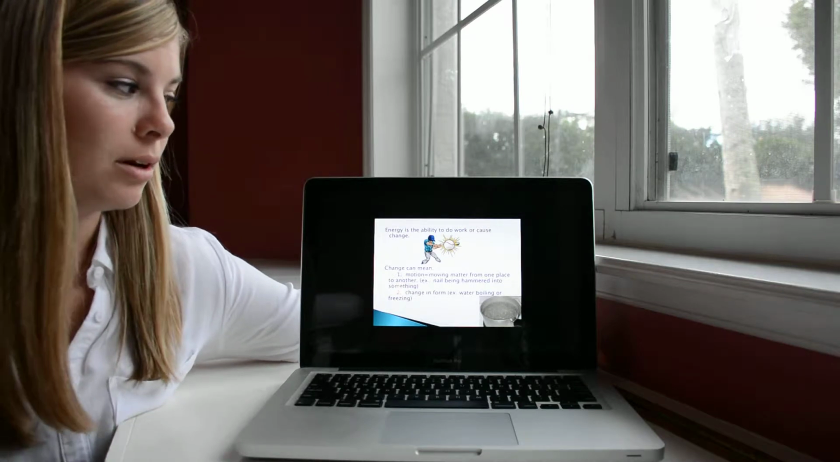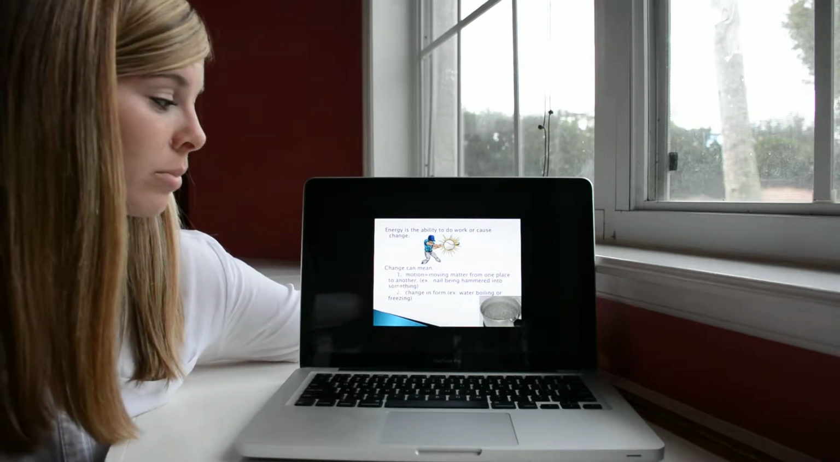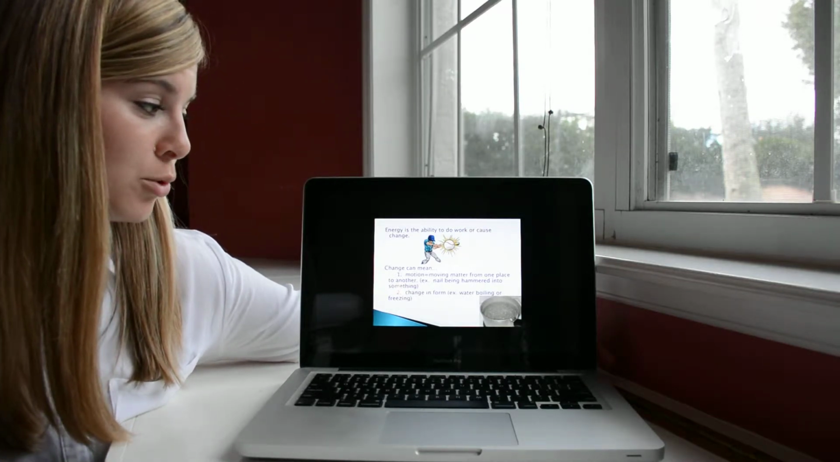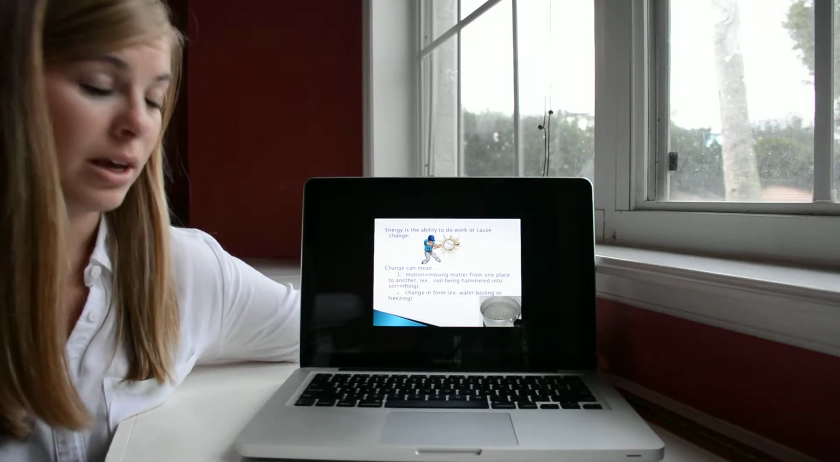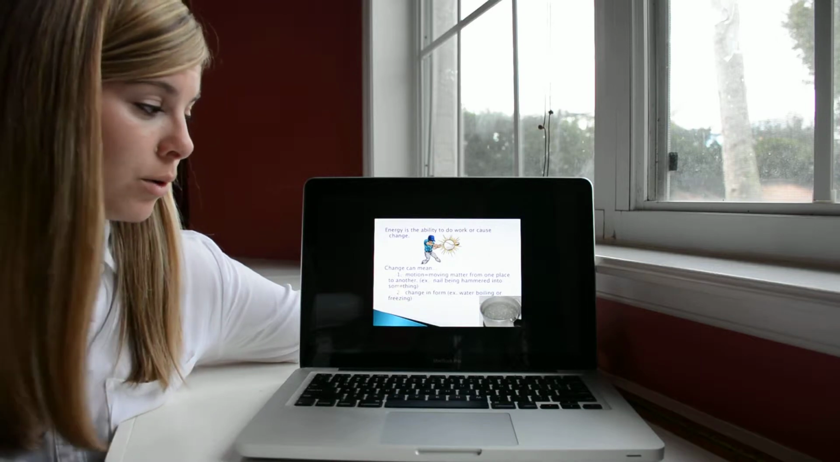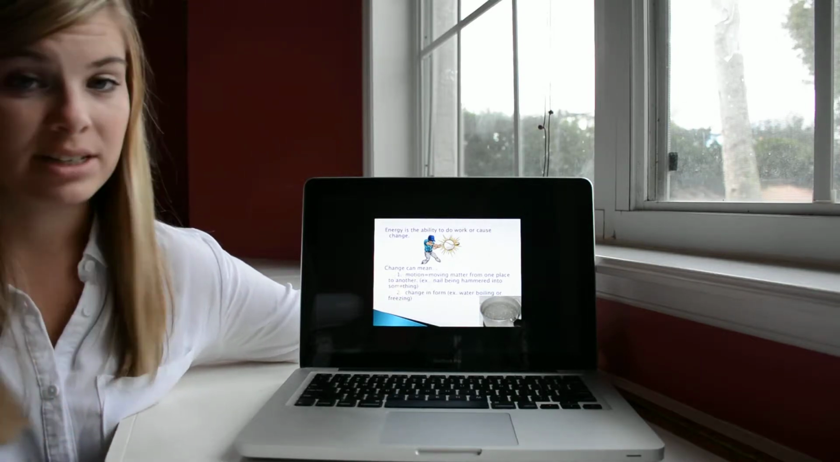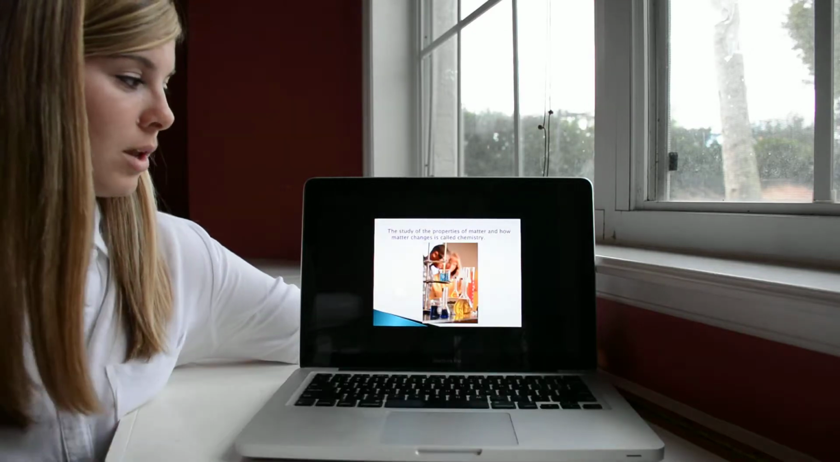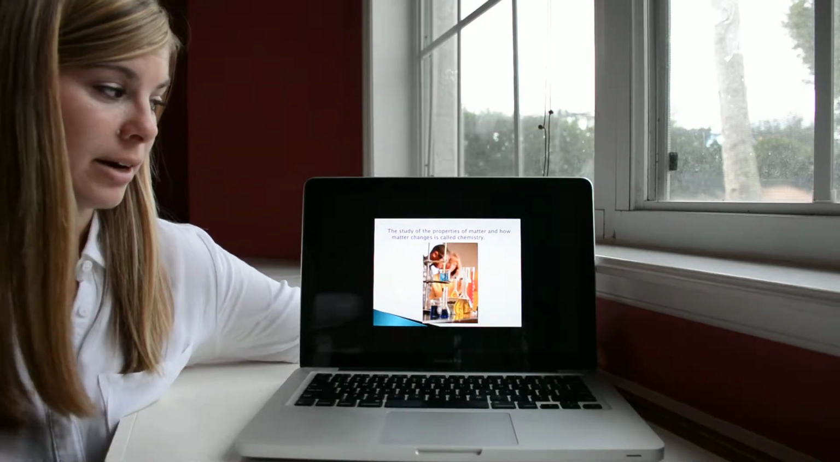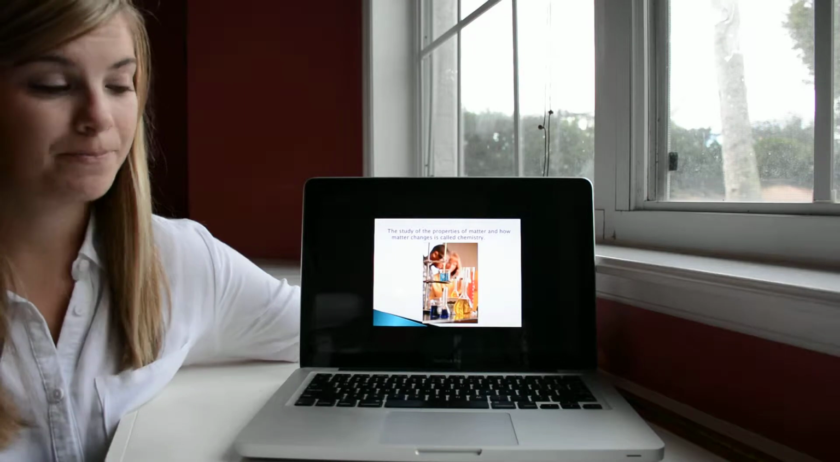Energy is the ability to do work or cause change. Change can mean motion or moving matter from one place to another. So, for example, a nail being hammered into something. Or change in form, an example of that would be water boiling or water freezing. The study of the properties of matter and how matter changes is called chemistry.